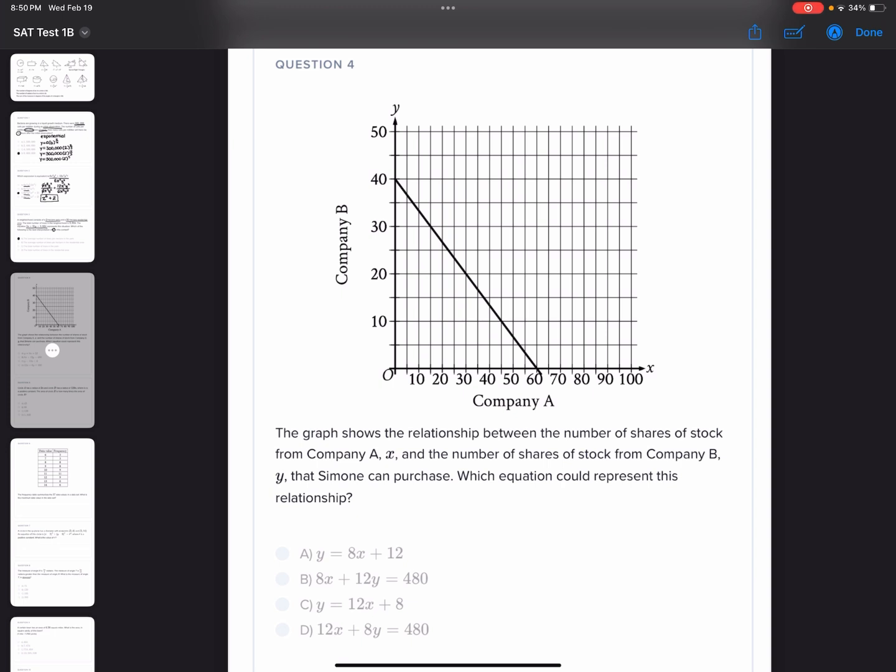So we're given this line and we are basically trying to find which equation could represent this relationship. I don't really need to read this one because it's a lot of yapping. But the question at the end is, which equation could represent this relationship? Okay, so an obvious point that matches up with this line right here is either 60, 0 or 0, 40.